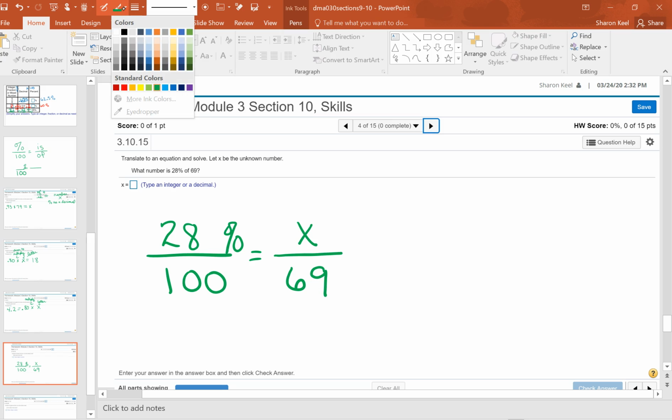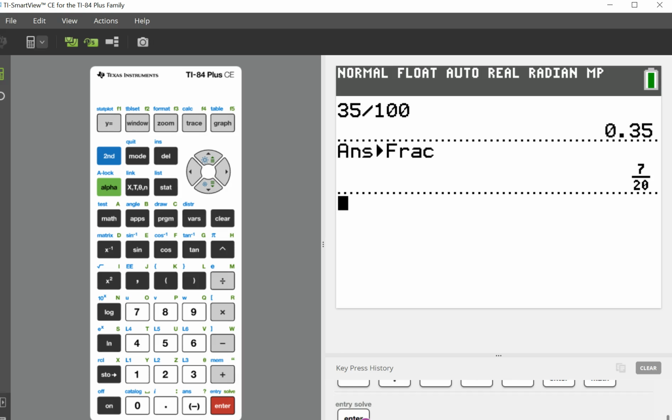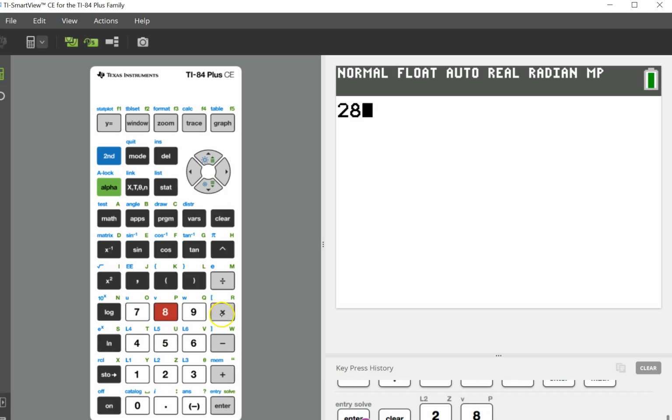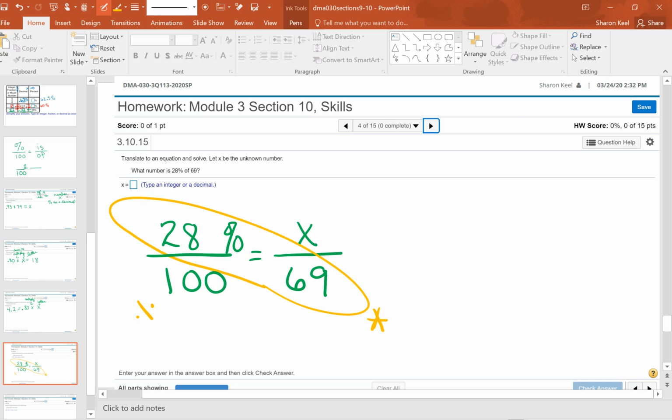When you have it set up this way, you're now going to use your calculator. On your calculator, the two numbers that are diagonal from each other, you're going to multiply, and then you're going to divide by the number paired with the unknown. So we're going to do 28 times 69 divided by 100. You can type it all in at one time. Our answer is 19.32. That is our solution. Type an integer or a decimal. It doesn't tell us where we need to round, so we're good.